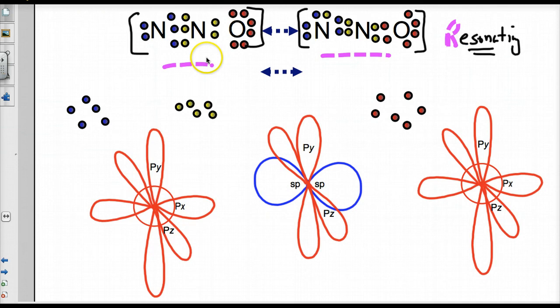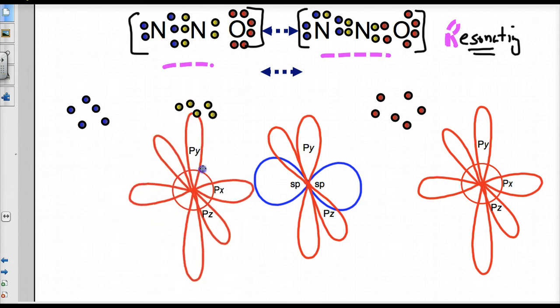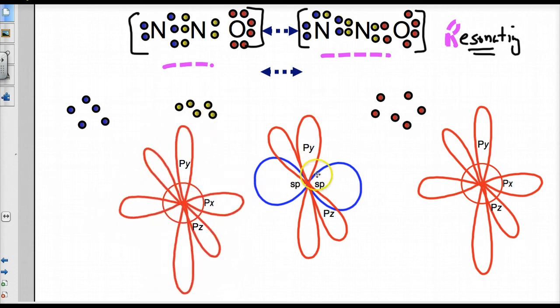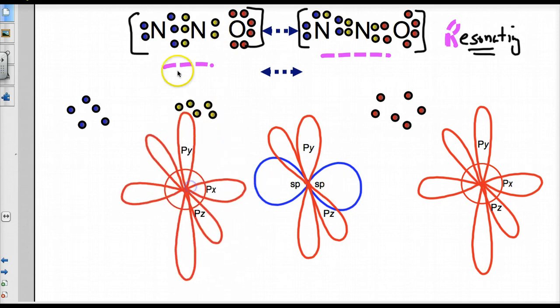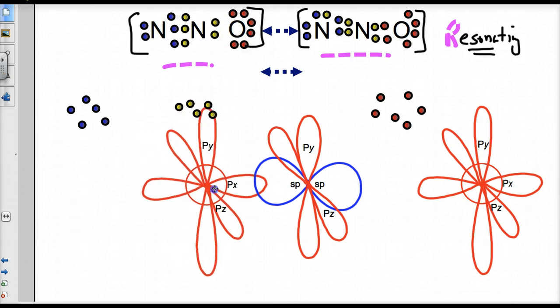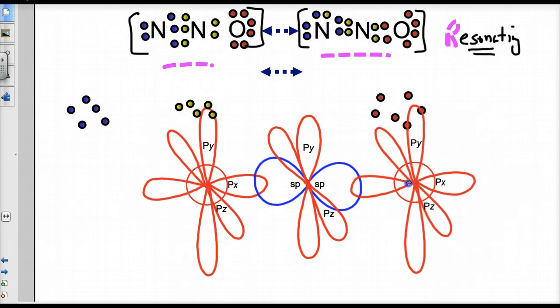Now, okay, so what's going on here? Let's draw these lovely illustrations to show you what is making this resonate. All right, well, let's do it. Let's move this guy over here. Now notice, we're talking about the central N. It's bonding to two things, so I'm guessing it's sp hybridized. Because the N and the O are on the outside looking in, or we say terminal, they're unhybridized.